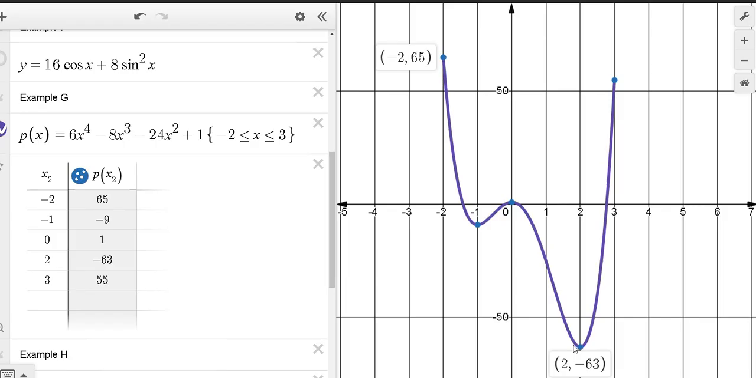Absolute max is at -2, so the max is 65, and the min is -63. Nice. But please check both sets of points, because you never know where you're going to find your max or your min. Could be at the end points, could be someplace in the interior. You just don't know.